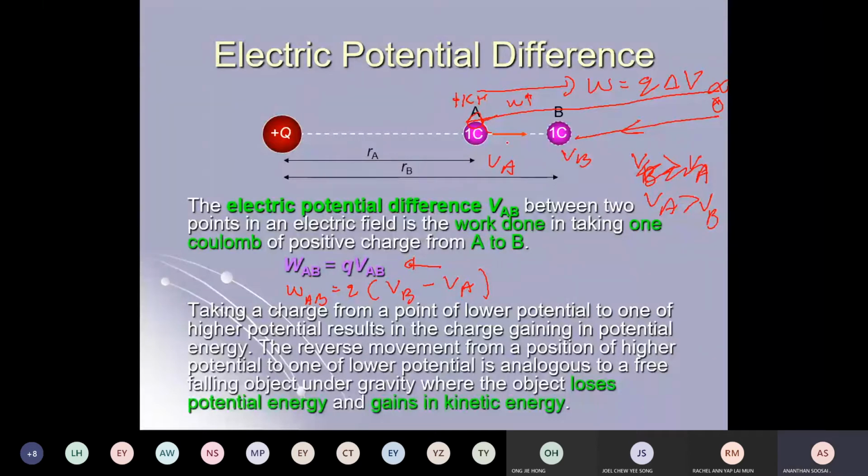So tell me, the work done to bring from A to B, is it going to be positive or negative?